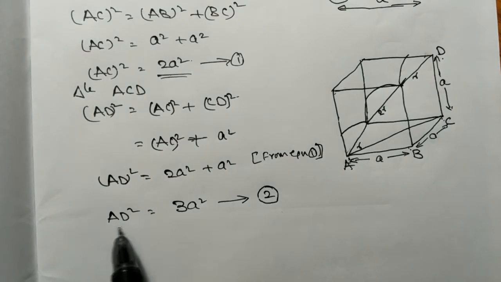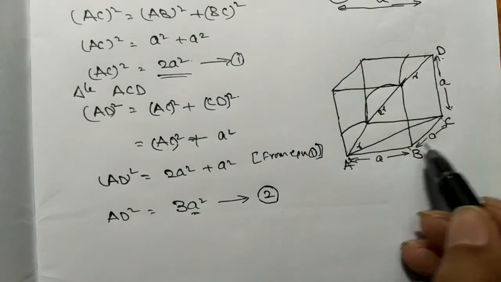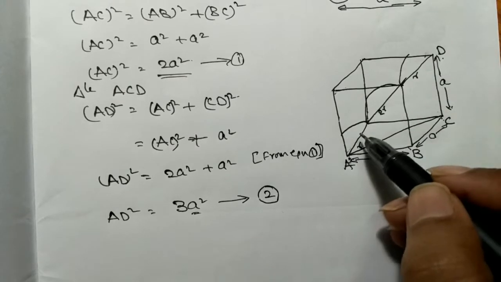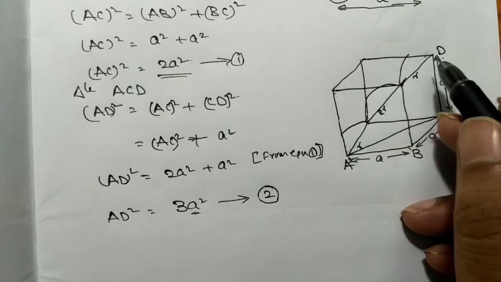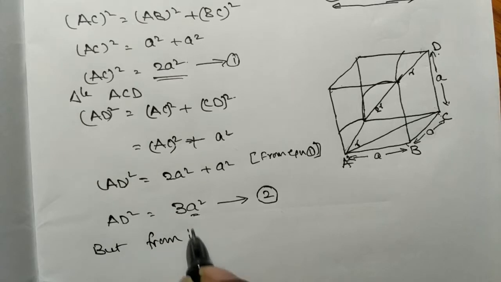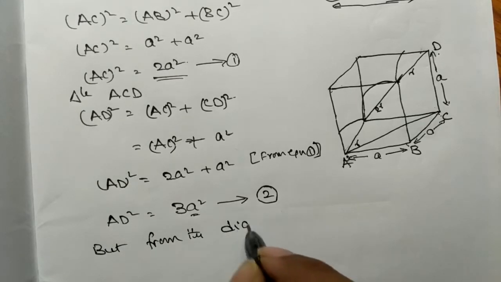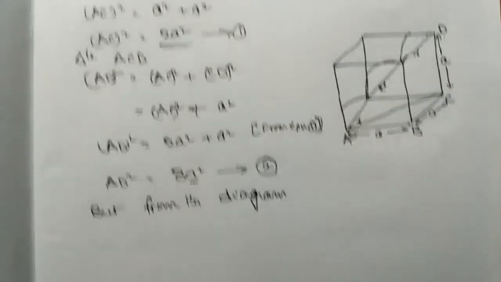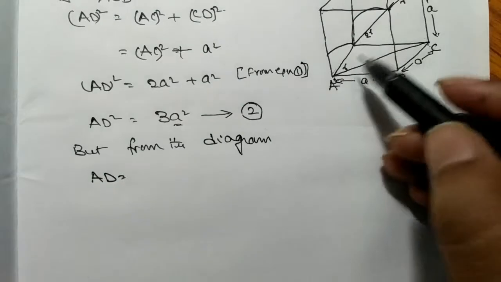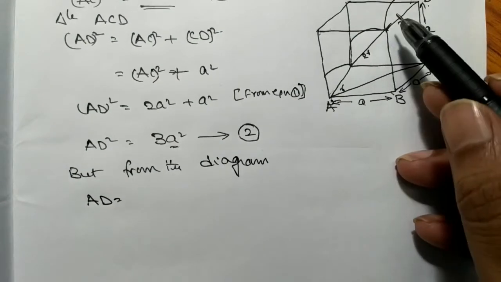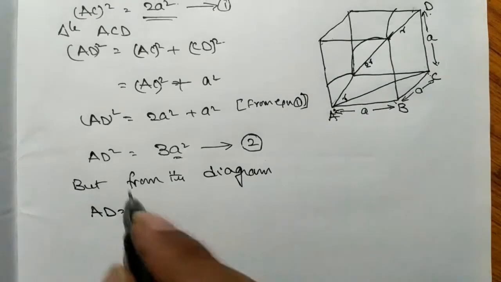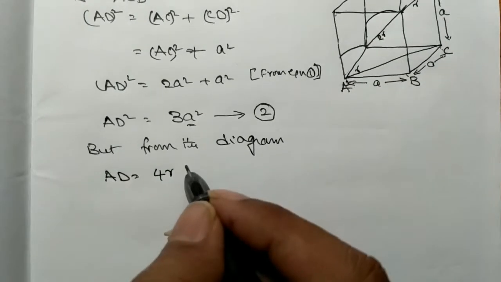But this a is with respect to the crystal edges. Now I have to find it in terms of the atoms, inside the atoms. From the diagram, AD is equal to R plus 2R plus R. R plus 2R means 3R, and plus R is 4R. That means AD is 4R.